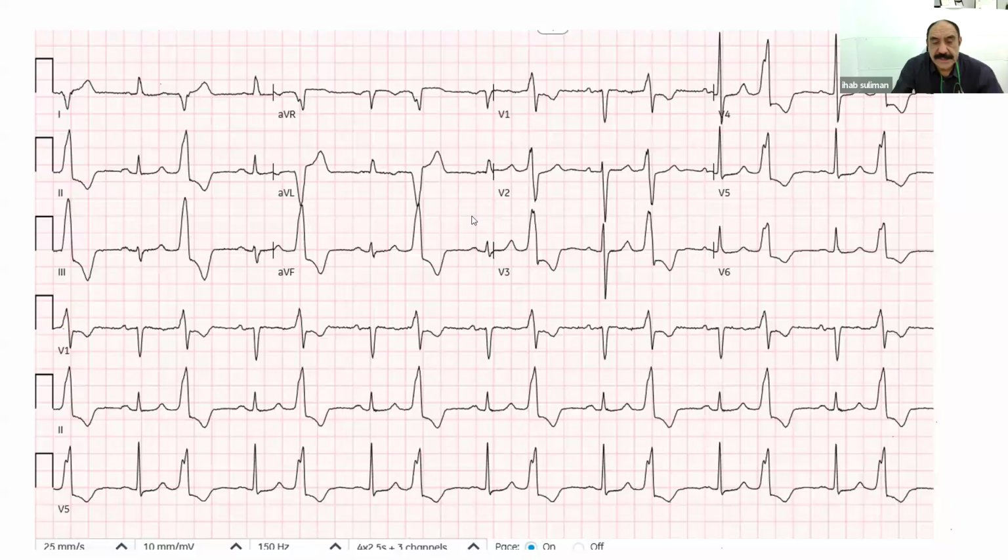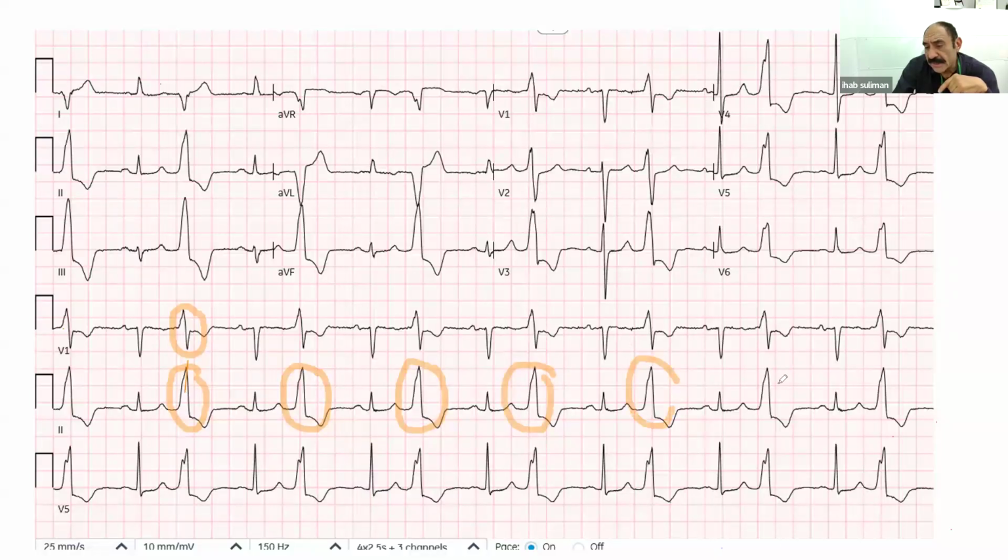So what is seen on this ECG? So this is premature ventricular contraction, which occurs in a bigeminy fashion.